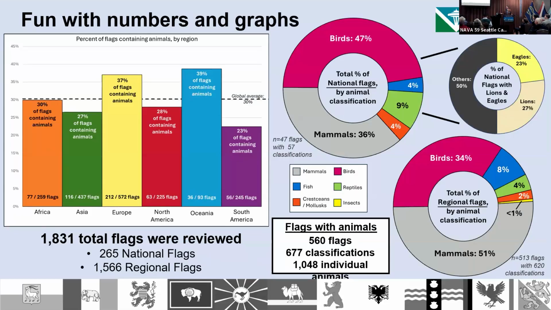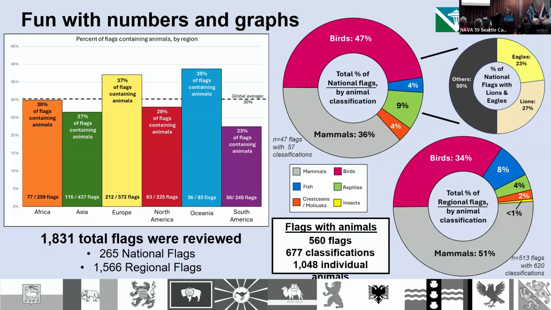That's 677 classifications of animal, because oftentimes flags have more than one type of animal or type of mammal. And then of that, I went deeper, and there's 1,048 individual animals on the 560 flags that I identified in my study. So looking at the two donut charts here, the upper one is for national flags.